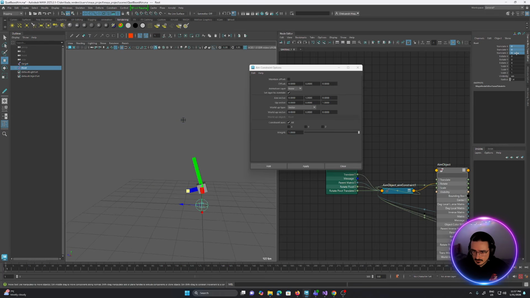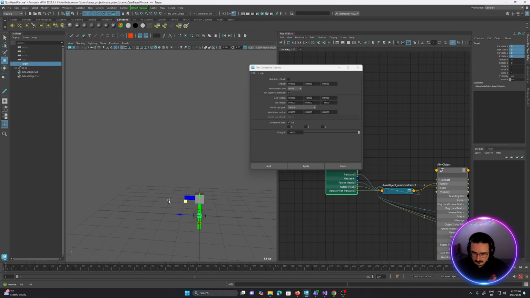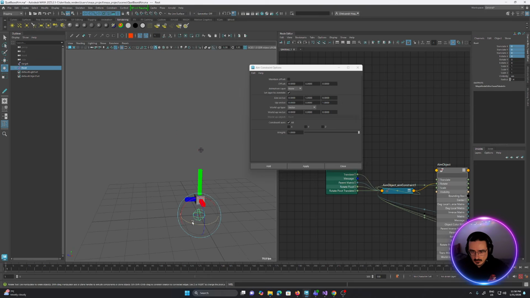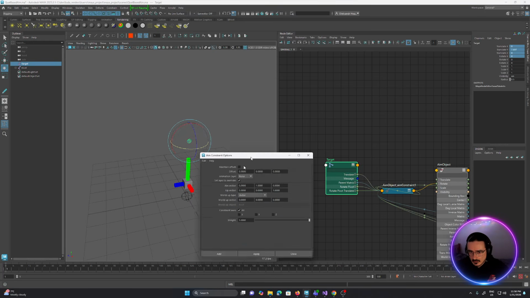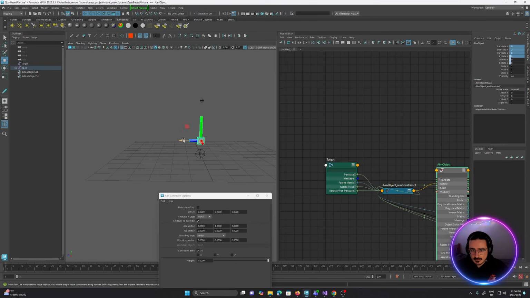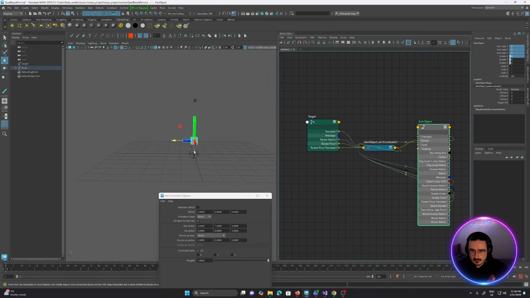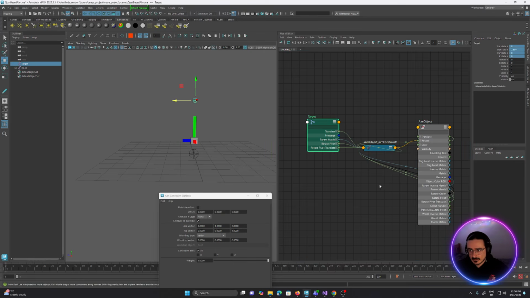So let's reset it back to origin. So yeah, now I don't have any flipping issues, and I still have that twist. And also I can even move my constraint object and it would still aim towards the target.